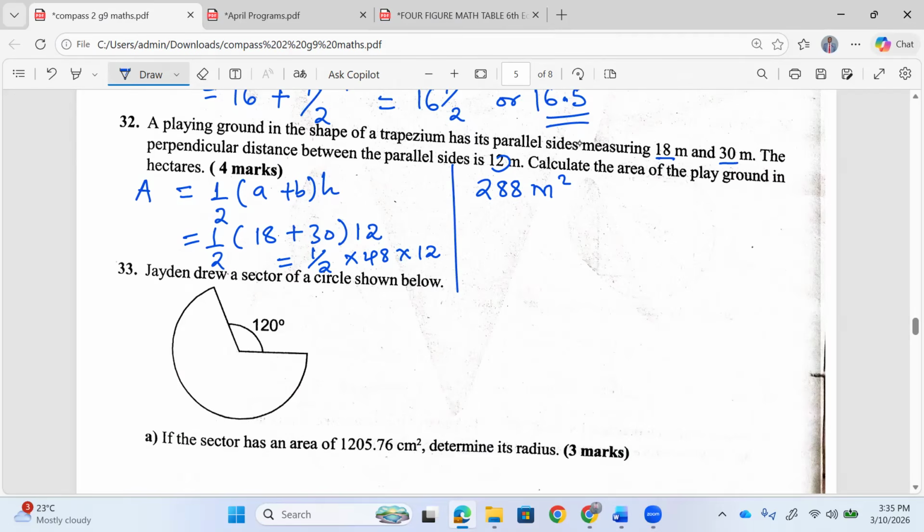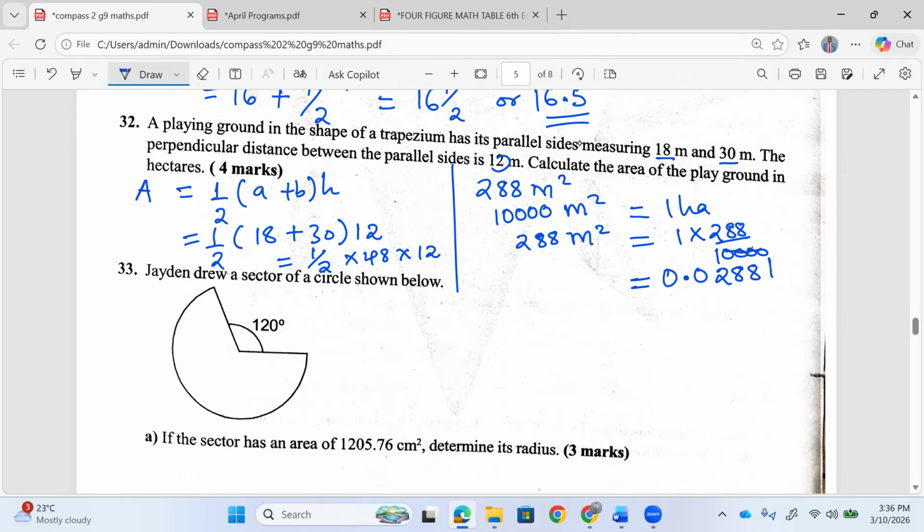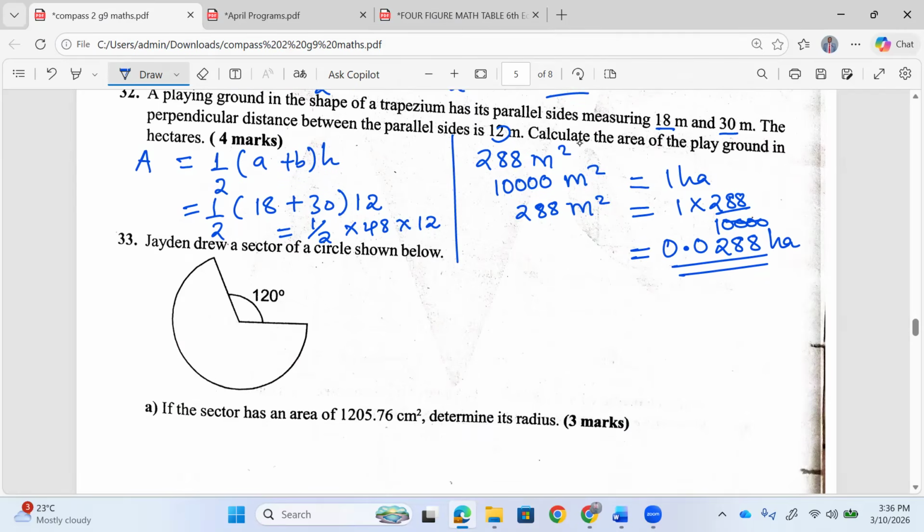Then to convert, we know that 10,000 meters squared are equivalent to 1 hectare of land. What about 288 meters squared? 1 by 288 out of 10,000. When you divide by 10,000, you get 0.0288 hectares of land. So that is the size of the land.